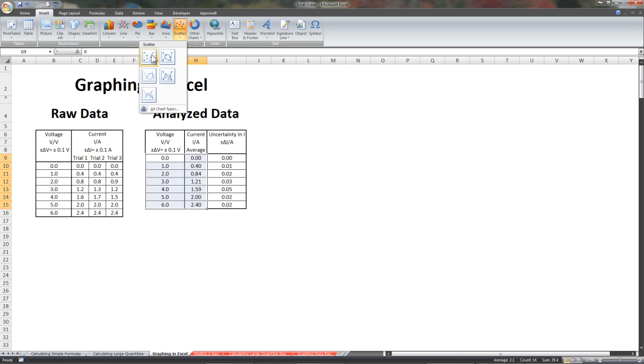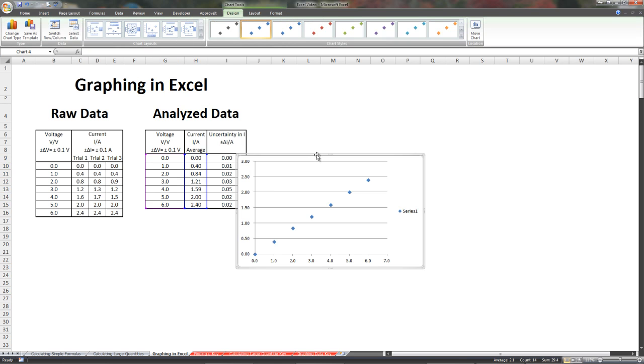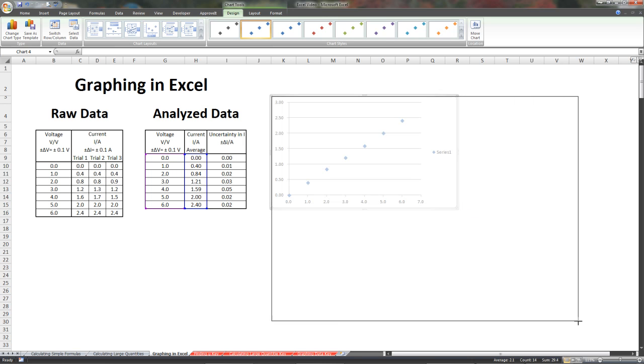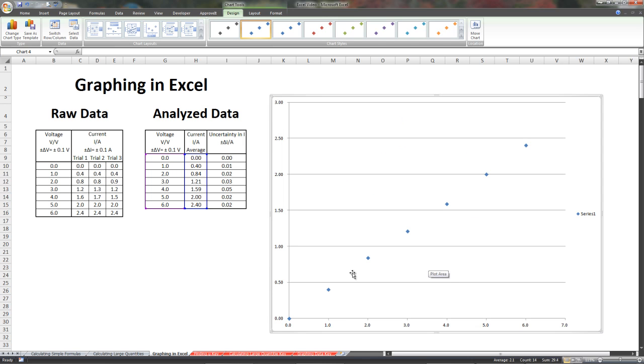And so we're going to click a scatter plot, and we do not want lines. Lines are bad because they don't really tell us the full story. Instead, what we want to do is look at trend lines. And so we don't want these dots connected. We just want them plotted.